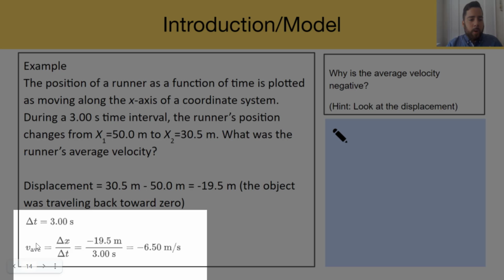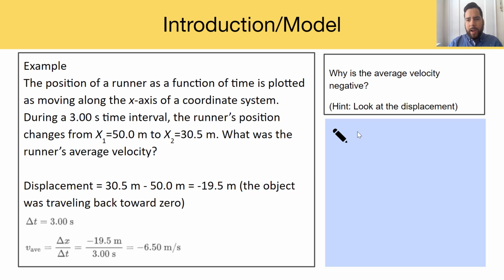So to calculate our average velocity here, we actually take our displacement, delta x, which we saw was negative 19.5, and we divide it by our total change in time, which again was 3 seconds, and that gives us an average velocity of negative 6.50 meters per second. So let's think about that for a second. Why is our average velocity a negative value? And again, look back to our displacement. And what does that tell us about the motion of the object?